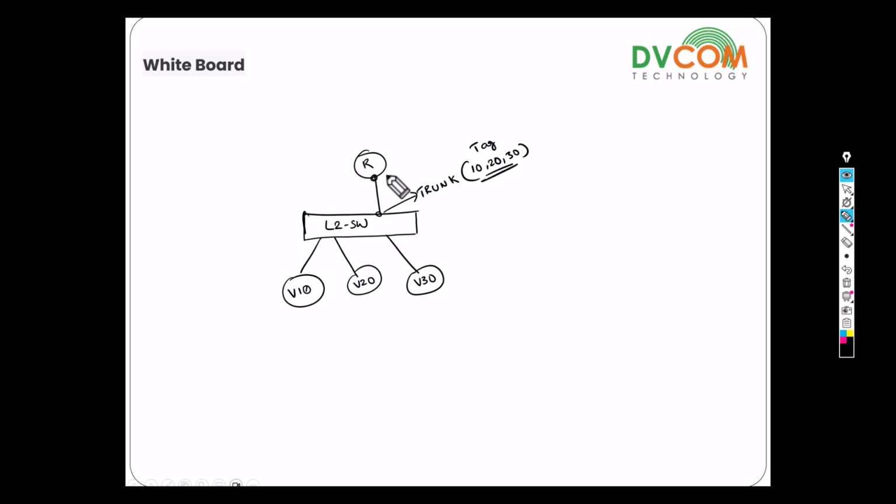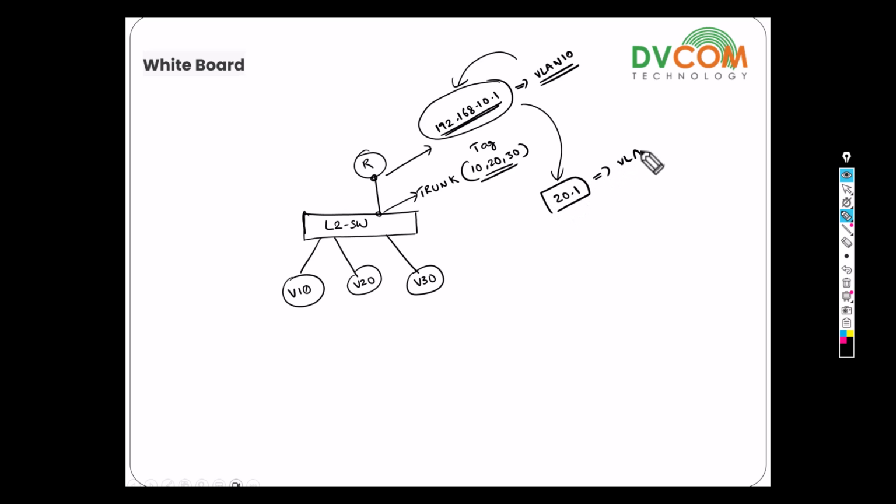In the router, we will configure the gateway for VLAN number 10 like 192.168.10.1. We can call it a virtual interface that we enable, and we tag VLAN number 10 for that virtual interface and assign the IP address 10.1. Similarly, we will configure the gateway for VLAN number 20, and we tell the router that for VLAN number 20 the gateway is 20.1. Similarly, we configure 30.1 as the gateway for VLAN number 30.